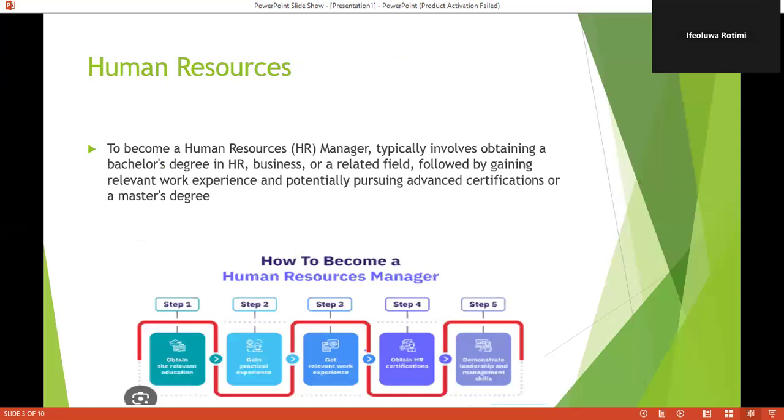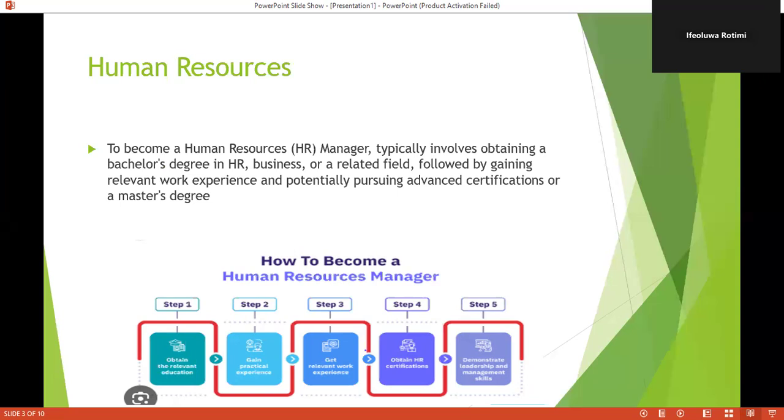So to become a human resources manager, it typically involves obtaining a bachelor's degree in HR, business, or a related field, followed by relevant work experience and potentially pursuing advanced certification or a master's degree. So you can have a degree in human resources, or an MBA under human resources management. Then you can get advanced certification. It's very good to have a degree, but getting advanced certification, like joining an organization, is also one of the steps in becoming a human resources manager.